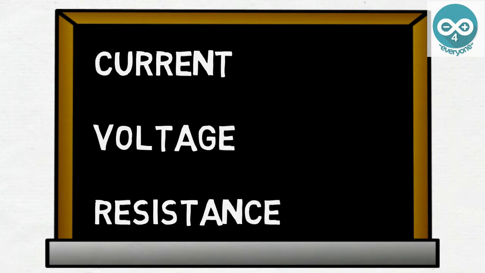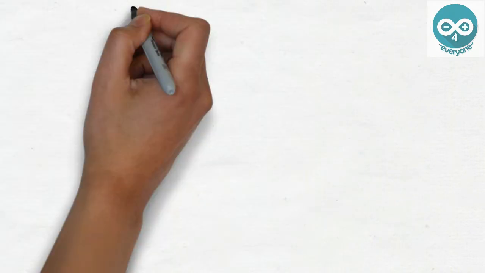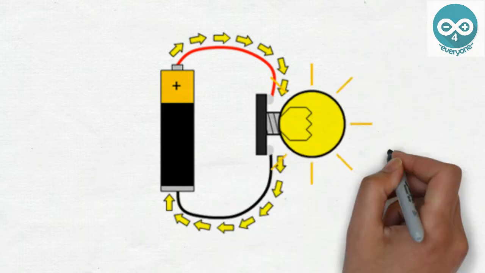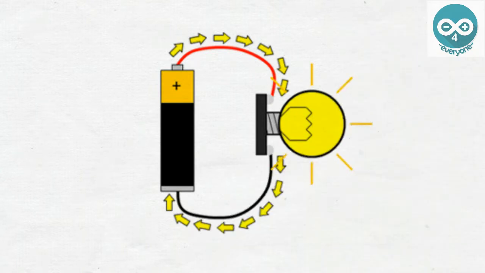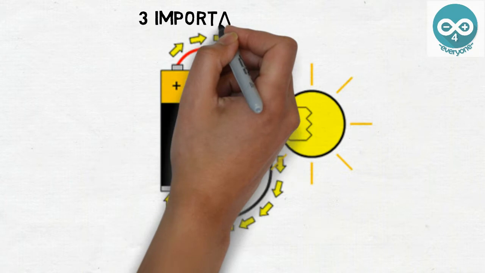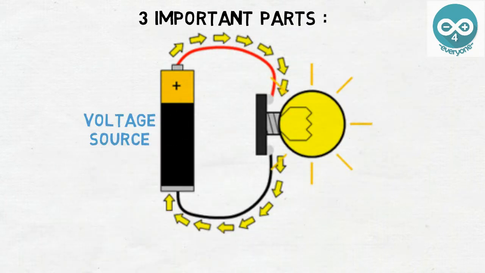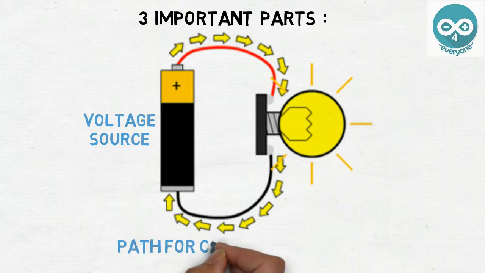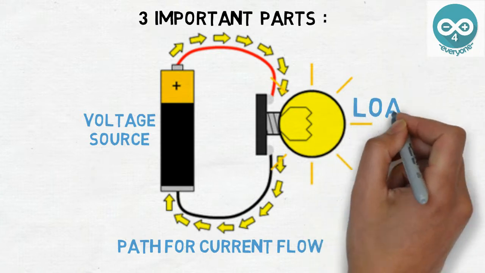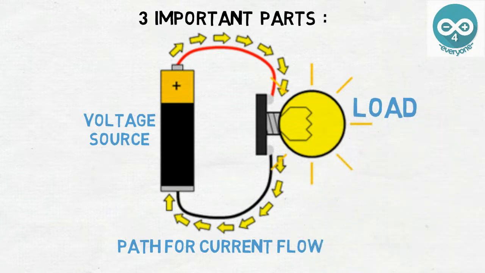Now you have learned the 3 most fundamental concepts of electricity, that is current, voltage and resistance. Now that you know all the 3 terms, let's combine them and make our first circuit. Every circuit has 3 important parts, the first being the voltage source, or the battery in this case. Second is the path for current to flow, which is the electrical wire in this case. And last is an electrical device or load which consumes electrical energy.